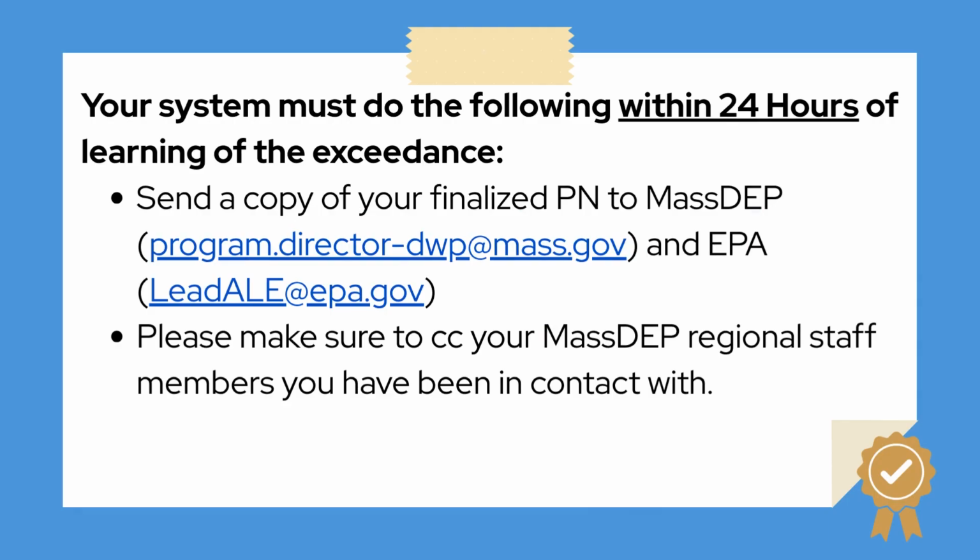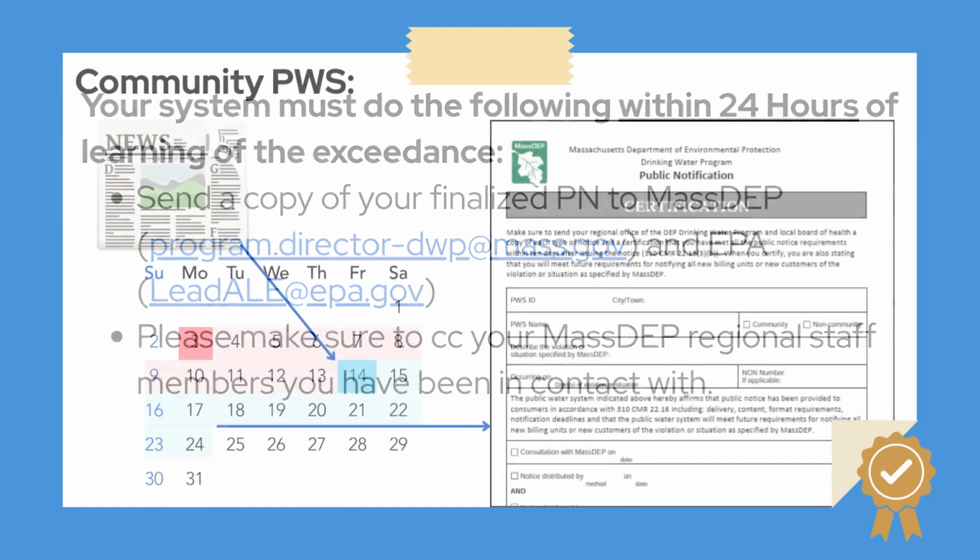Within 24 hours of learning of the lead action level exceedance, send a copy of your finalized public notice to MassDEP and EPA by emailing it to the program.director-twp@mass.gov and the lead.ale@epa.gov email addresses. Please make sure to CC the regional staff members you've been in contact with.